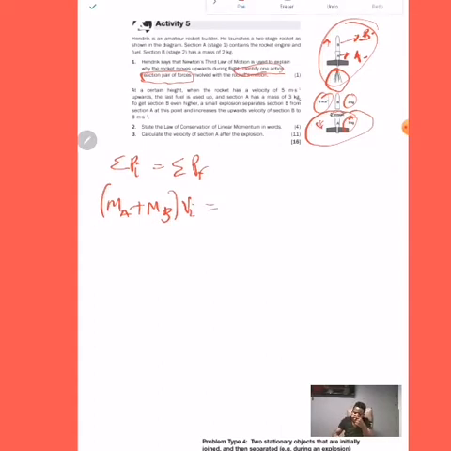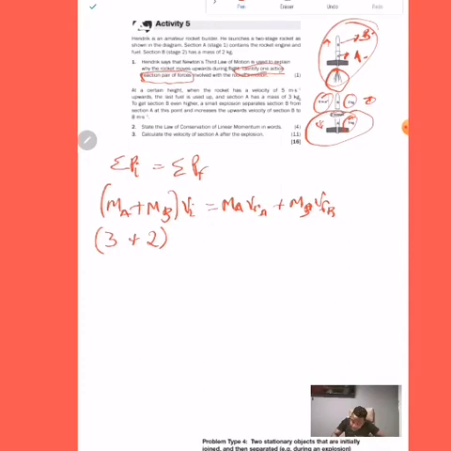Then after the explosion, they separate to different velocities. Final velocity of A plus the final velocity of B. So here we get the notion that our section A has a mass of 3 kilograms plus our section B has a mass of 2 kilograms.